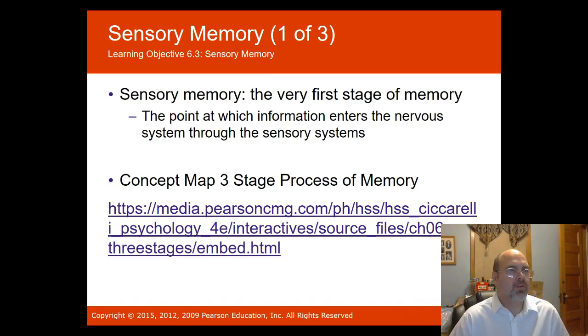First of all, sensory memory is the first stage of memory. At this point, information enters the nervous system through the sensory system. Here's another concept map to understand this process of memory.